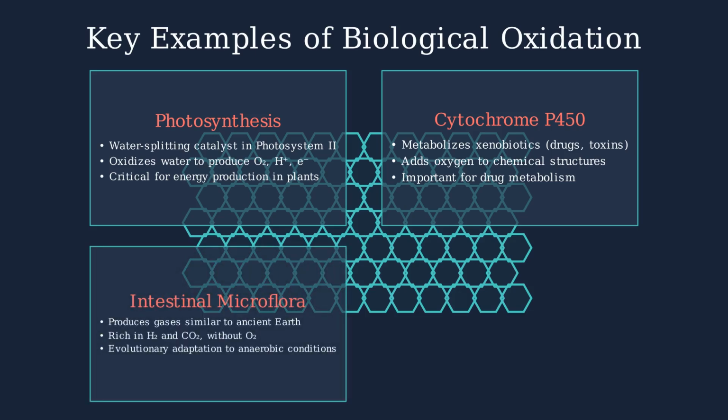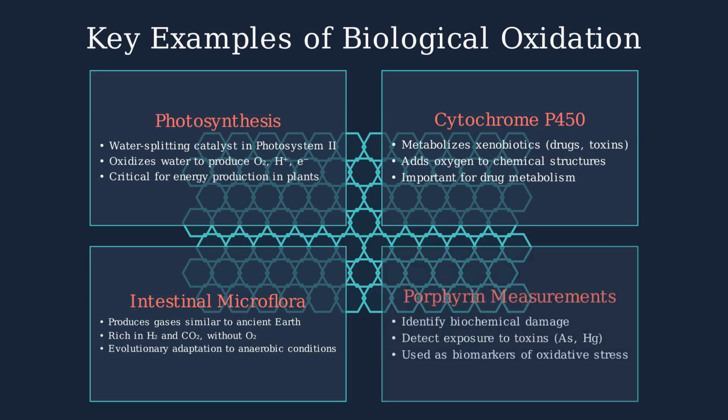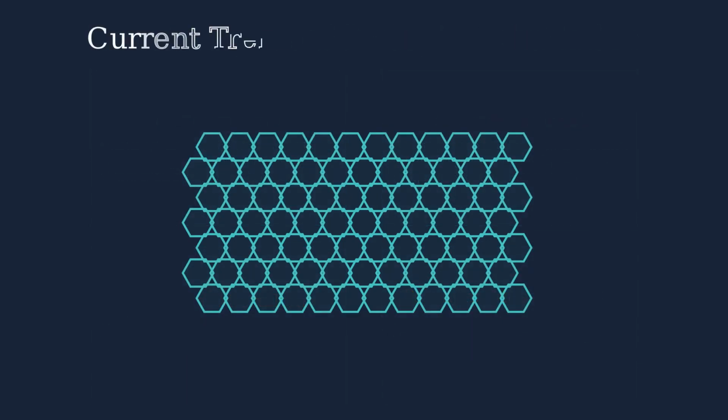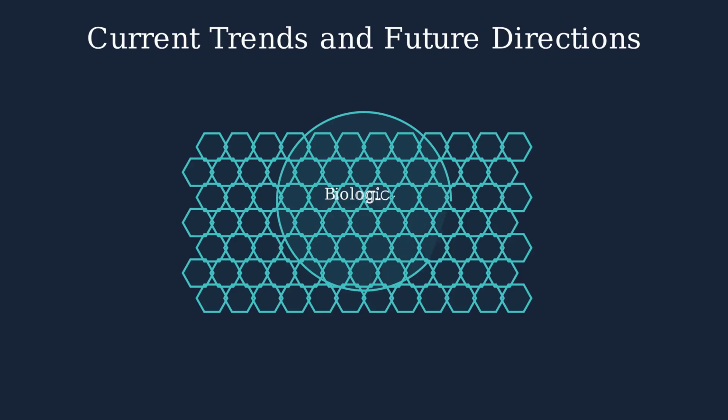Interestingly, intestinal microflora produce gases resembling the ancient Earth's atmosphere, suggesting an evolutionary adaptation to anaerobic conditions. Measuring porphyrin levels can identify biochemical damage and exposure to toxins like arsenic and mercury, serving as useful biomarkers of oxidative stress. Current trends in biological oxidation research are focusing on several interconnected areas.